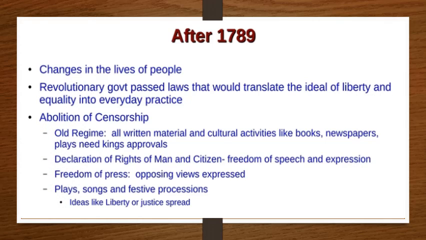Now we are going to see how life changed in France after 1789. One important law that came into effect soon after the storming of the Bastille in the summer of 1789 was the abolition of censorship. In the old regime, all written material and cultural activities like books, newspapers, plays could be published or performed only after they had been approved by the censors of the king.